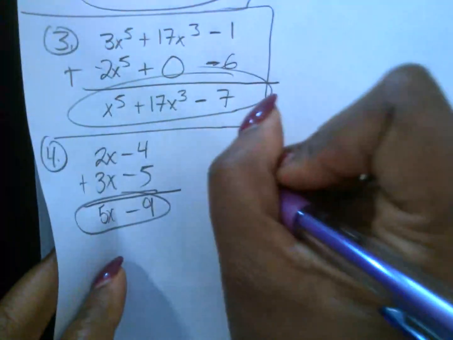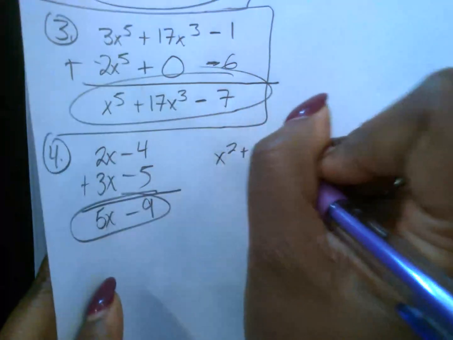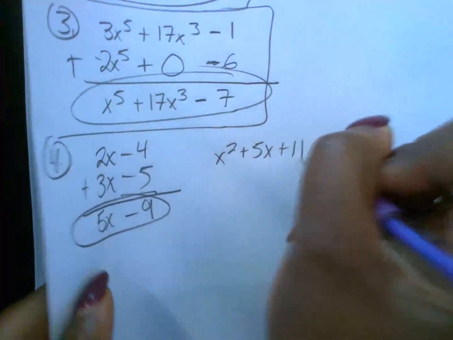Okay, good. So this is x squared plus 5x plus 11.